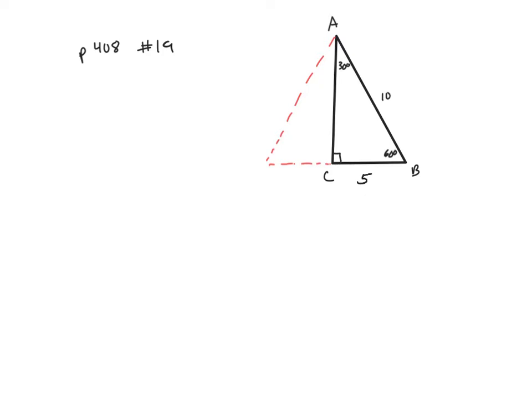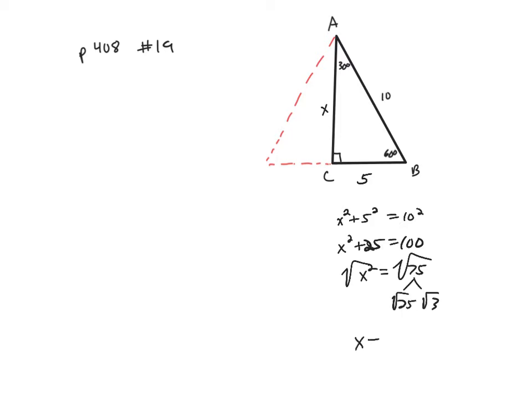Now you can do the Pythagorean Theorem to find out what this value is. I've got x squared plus 5 squared equals 10 squared. x squared plus 25 equals 100. So x squared equals 75, and when I take the square root of both sides and simplify, I get the square root of 25 times 3, and I get x equals 5 radical 3.